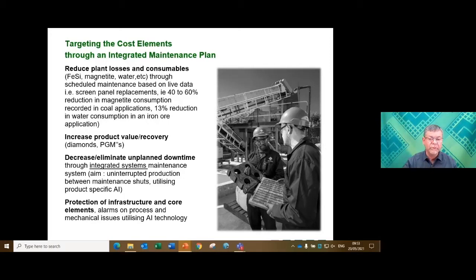And here what we are seeing more and more, and it is a very important aspect of plant life going forward, is integrated maintenance systems with the specific use of AI. We'll touch on that a little bit later, but already we are seeing huge benefits coming forward to the customers through the use of AI. The protection of infrastructure and core elements. Again, it is amazing what one can mine from AI.